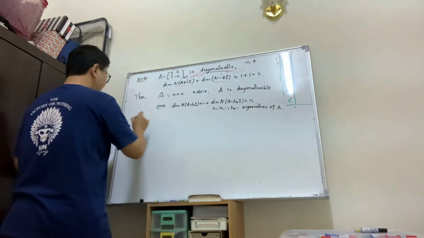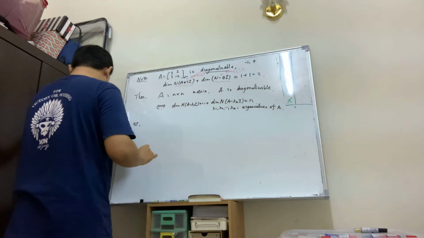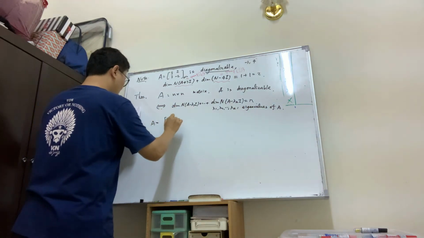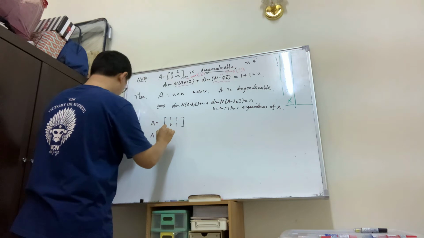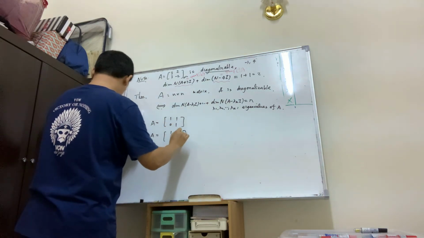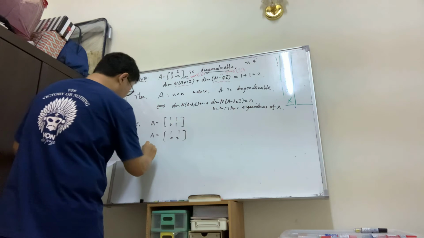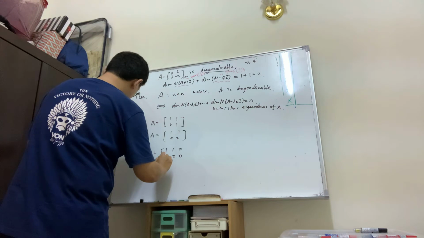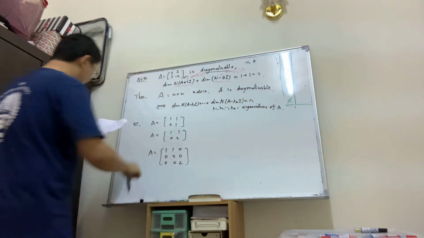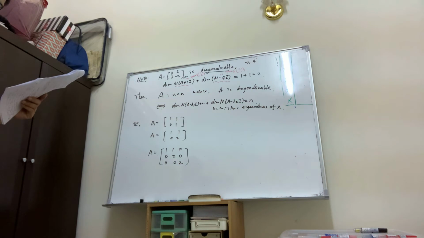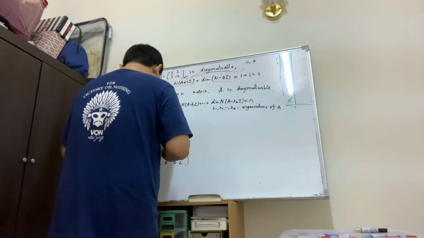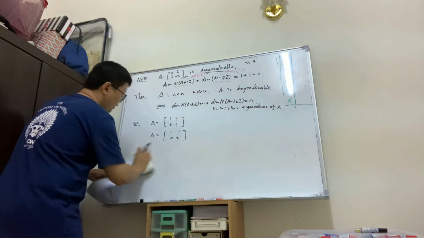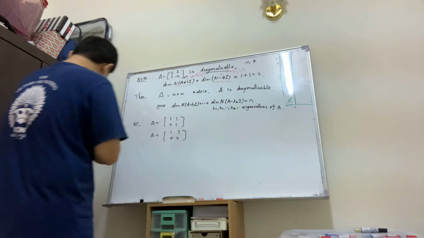Okay, so now I give you some examples again. For example, A is 1, 1, 0, 1, and A is 1, 1, 0, 2. And one more example is 1, 1, 0, 0, 2, 0, 0, 0, 2. It's the previous example in the section. Okay, these examples are enough.